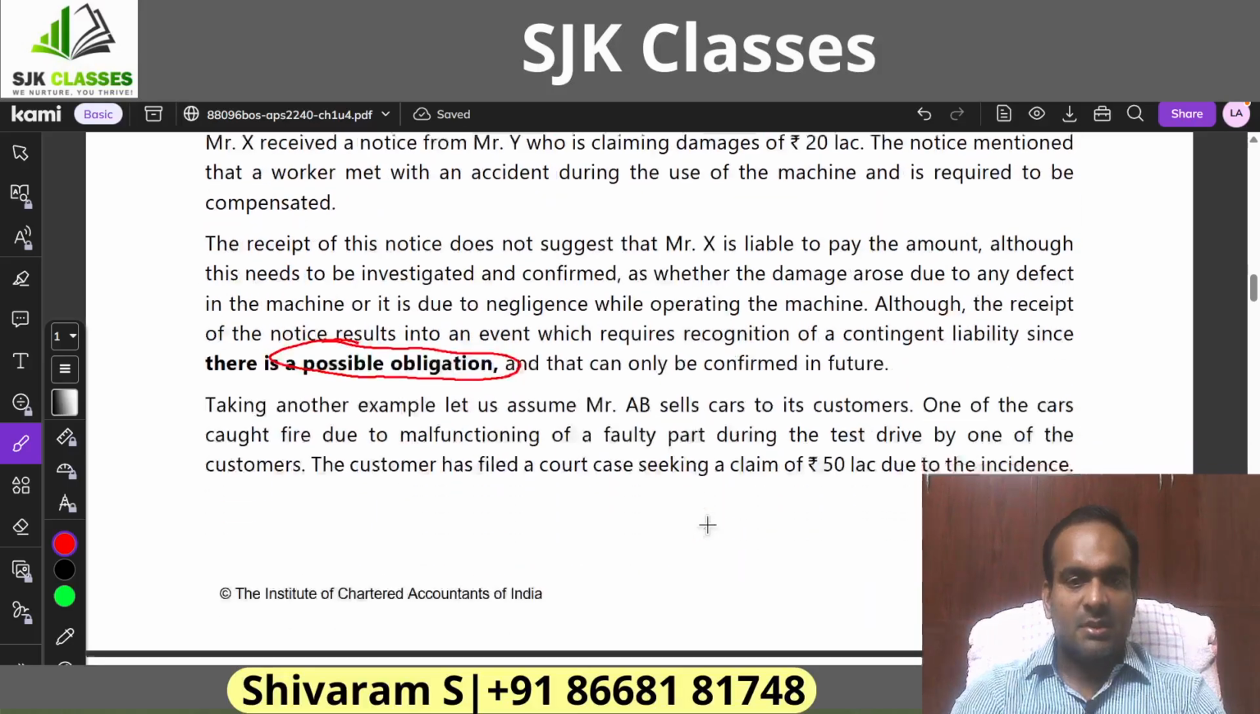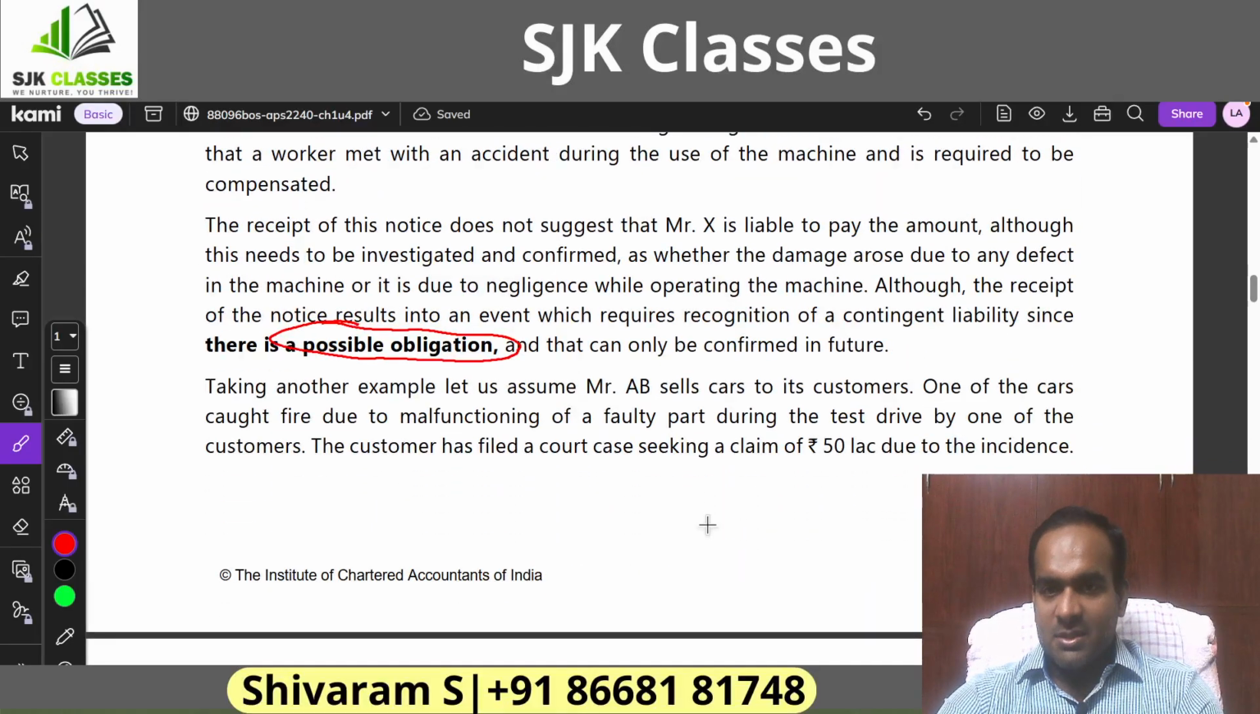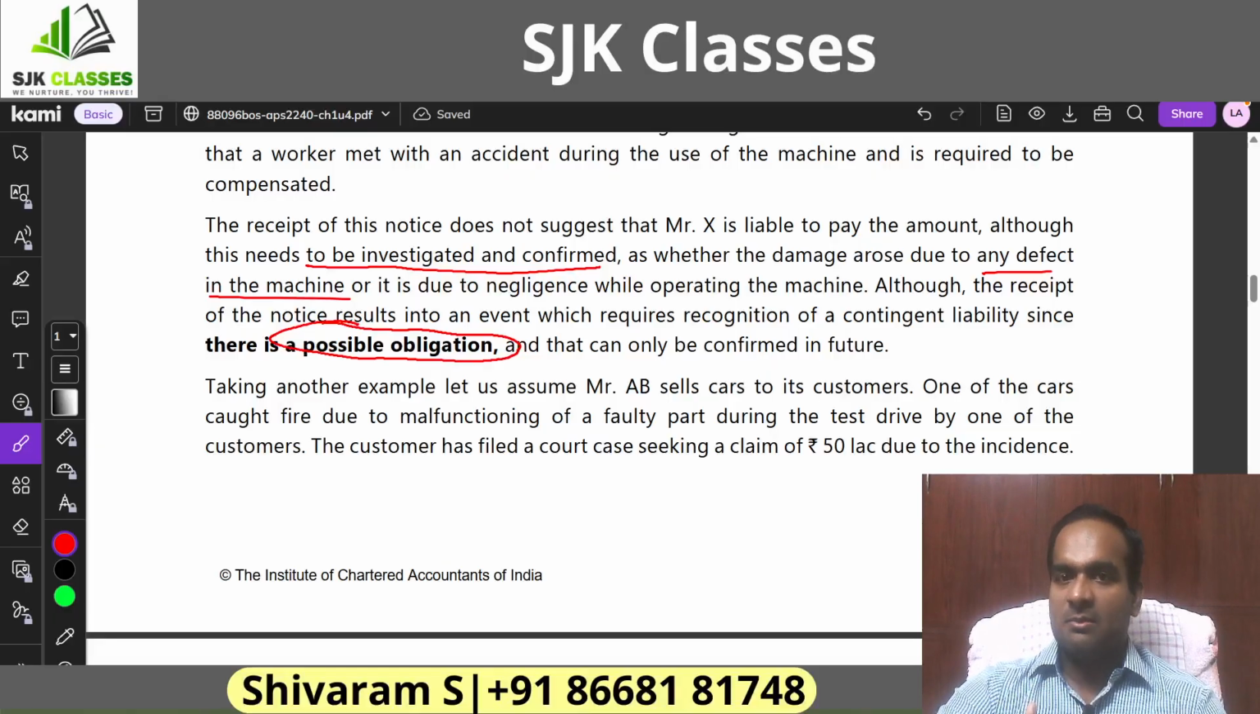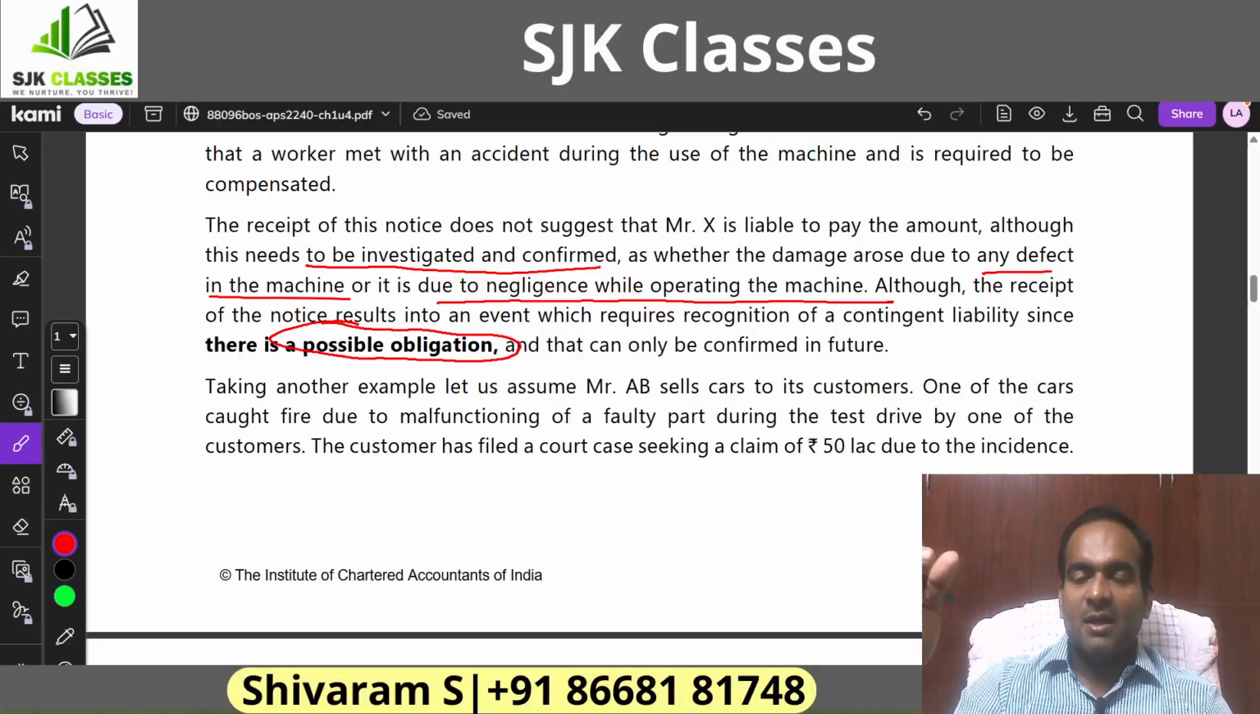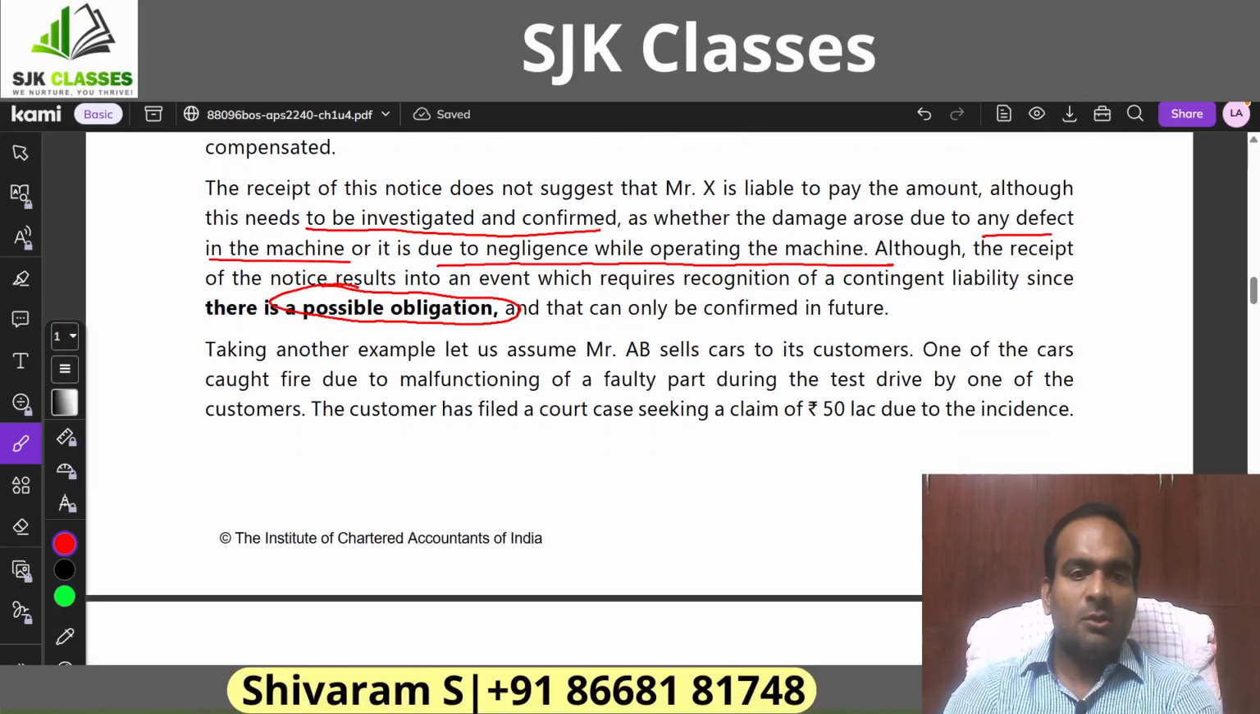Look at this section. The receipt of this notice does not suggest that X is liable to pay the amount, although this needs to be investigated and confirmed as to whether the damages arose due to, this is a key point, a defect in the machine, which is from our side. If there's any mistake in the machine, then we are responsible for it, or it is due to negligence while operating the machine. Whether he is facing the losses because of his negligence is not clear till now. Although the receipt of the notice results in an event which requires recognition of a contingent liability.